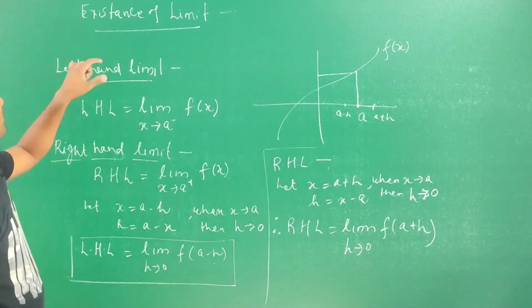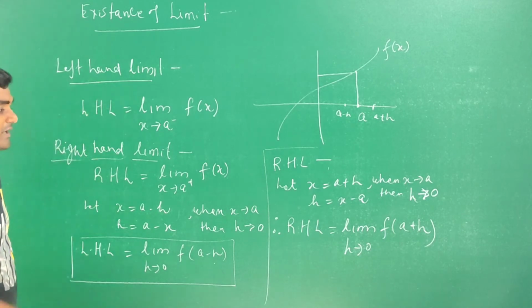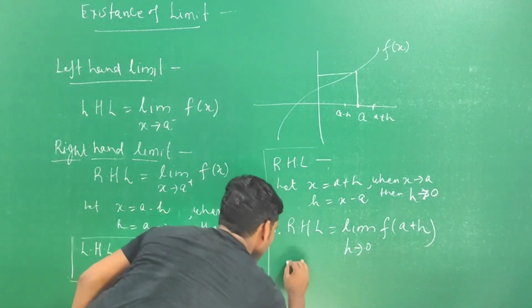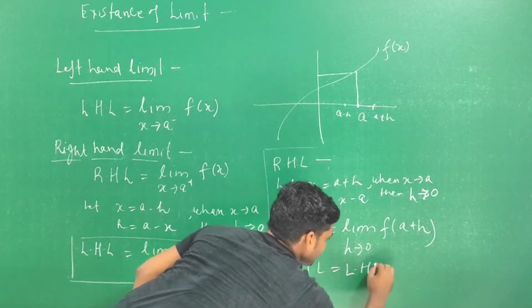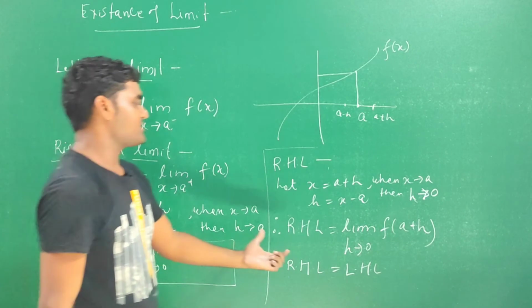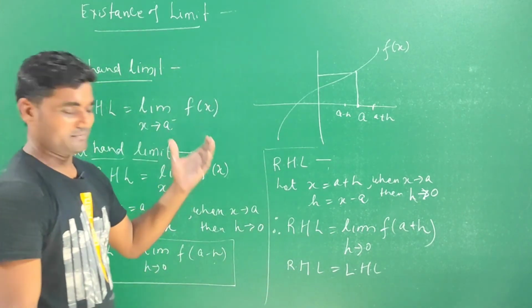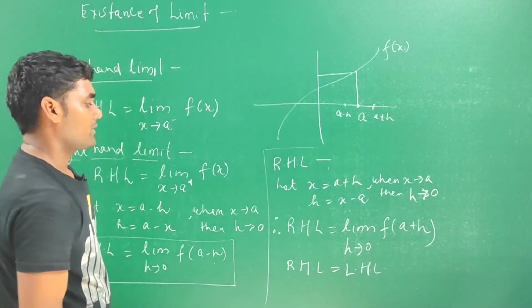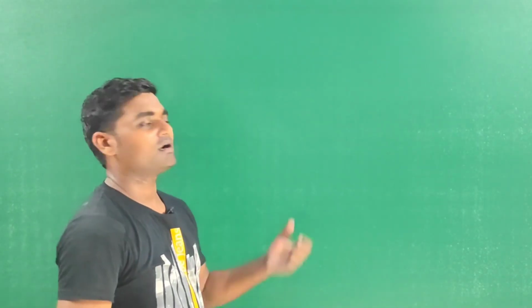We are discussing here the existence of limit. For the existence of limit, if the right hand limit and left hand limit are both equal, then we say that the limit of this function exists. Now let's see some examples related to how we find the limit of a function.